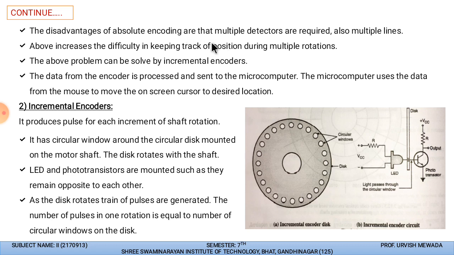can be solved by an incremental detector or incremental encoder, and the data from the encoder is processed and sent to the microcomputer. The microcomputer uses the data from the mouse to move the cursor on the screen to the desired location. So basically what we are doing is just checking the shaft position.